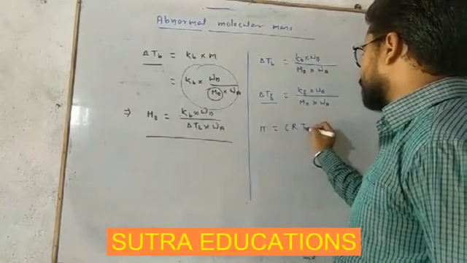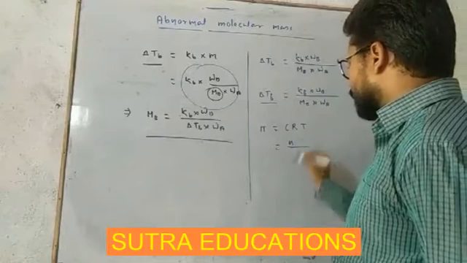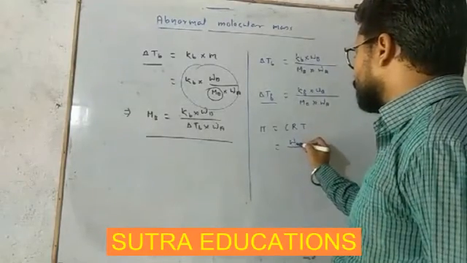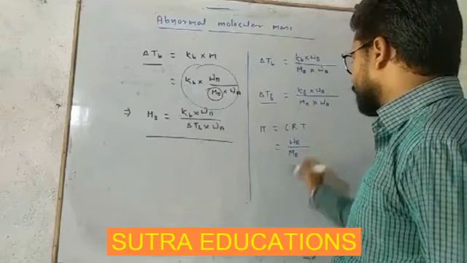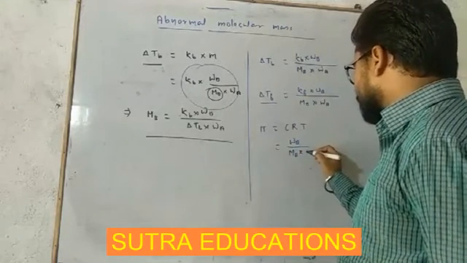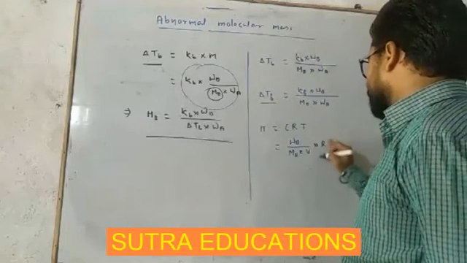Pi is equal to CRT, where I told you C is n by V, the number of moles of solute. So number of moles of solute means what? Wb upon Mb, into volume of solution in liter. Say it is pi V equal to n R T.